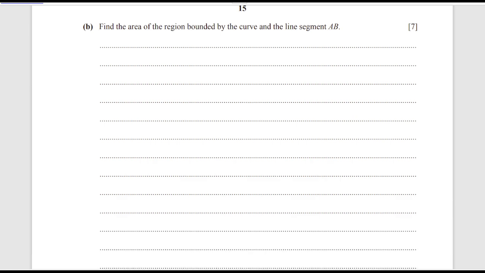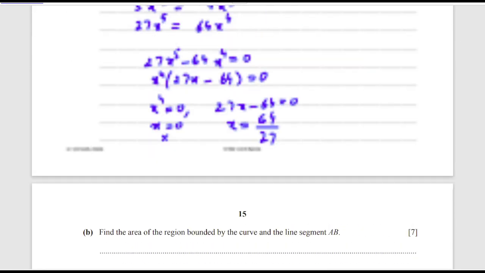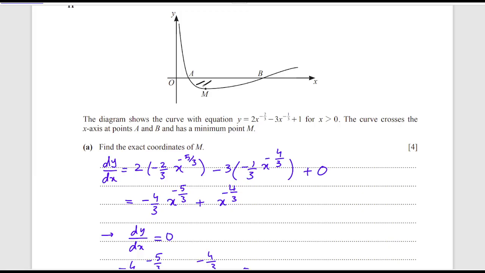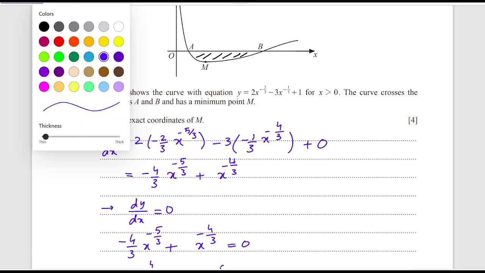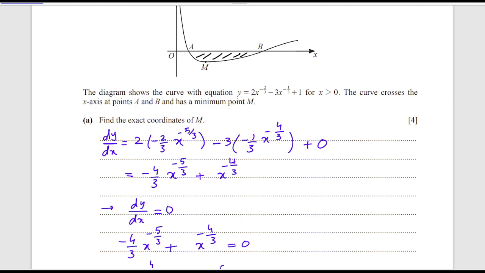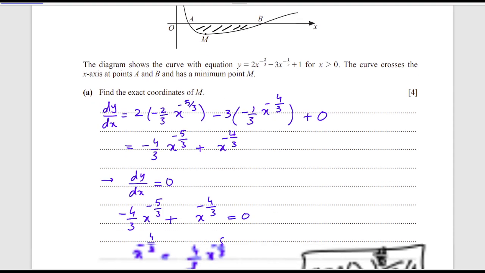In this part, we need the area bounded by the line segment AB and the curve. So basically, we need this area. Since the area is below the x-axis, the answer will be negative. So it's good to adjust the negative sign before calculating the area. Otherwise, you just integrate, find the definite integral, and then drop the negative sign to state the final answer, which is the required area. So the area will be the integral from the x coordinate of point A to the x coordinate of point B of the given curve.